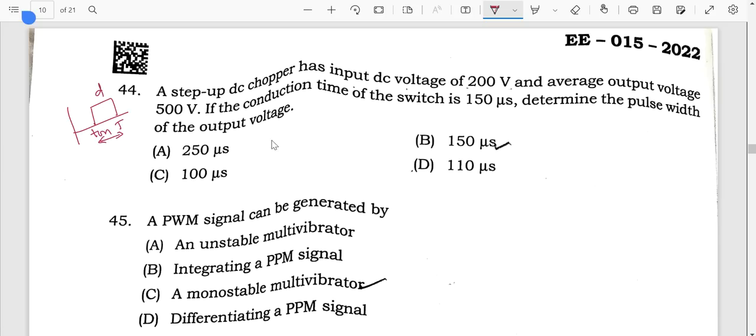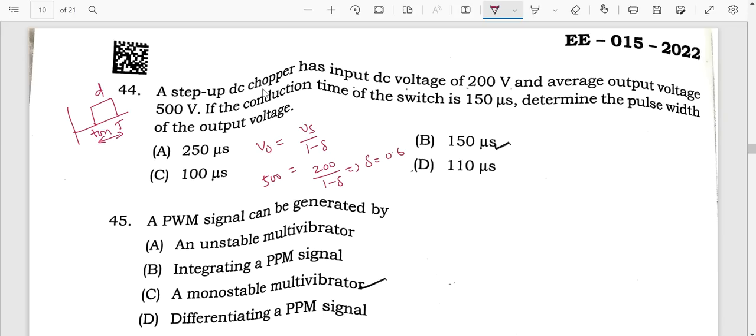Okay. So first of all, step up chopper. So V naught value is equal to Vs divided by 1 minus delta value here. Now V naught is 500, Vs value is 200. So 500 equals 200 divided by 1 minus delta. So from this delta value we got is 0.6 here. Now we need to find the value of T on to T.